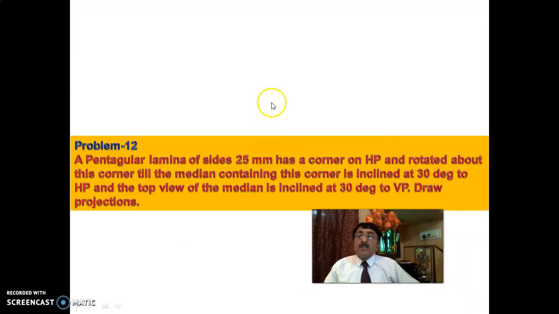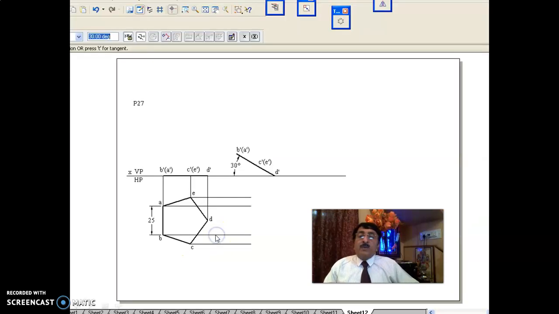Now you see here, there is another problem. A pentagonal lamina of size 25 has a corner on HP, same as that, and is rotated about this corner till the median containing this corner is inclined at 30 degrees to HP, and the top view of the median is inclined at 30 degrees to VP also. Draw projections. See here, same way you do.